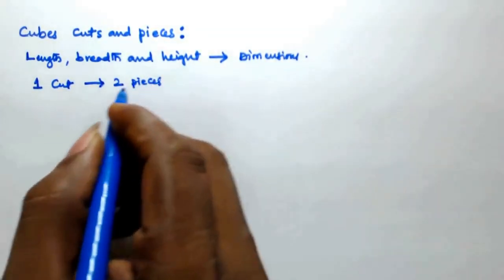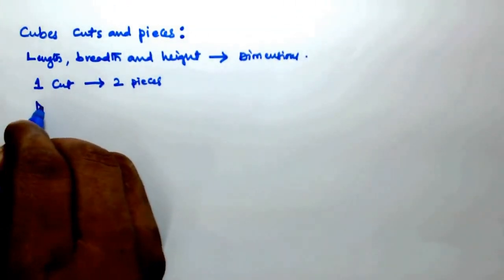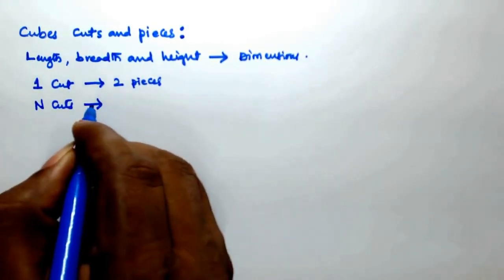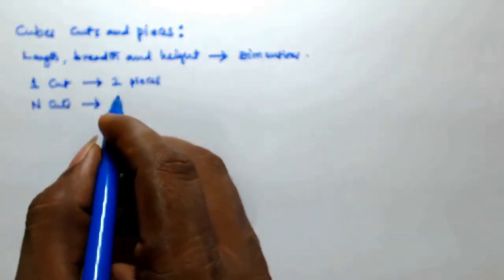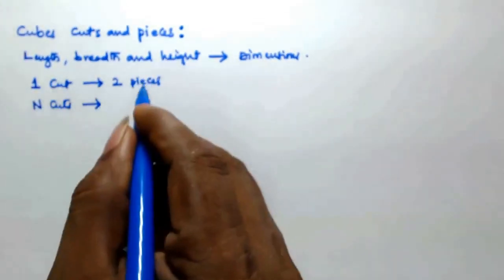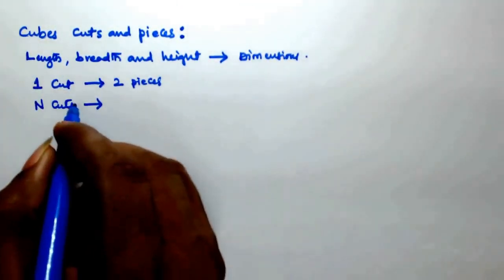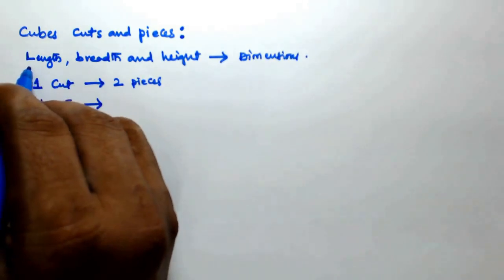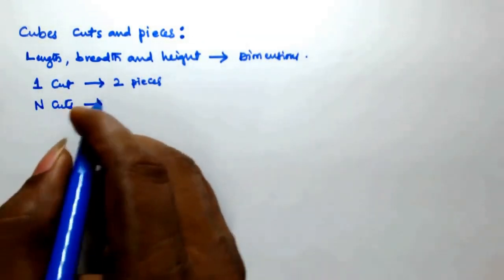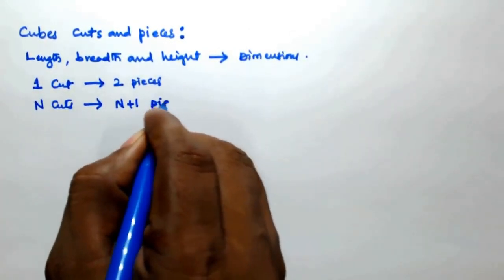Now if someone makes n cuts along its length or breadth or height, that means along any one of the dimensions, if the person makes n cuts, he will get n plus 1 pieces.